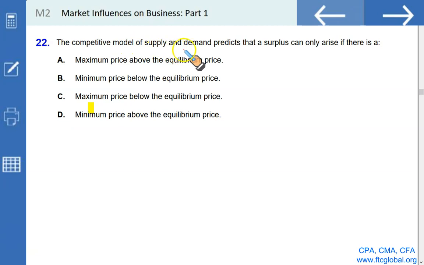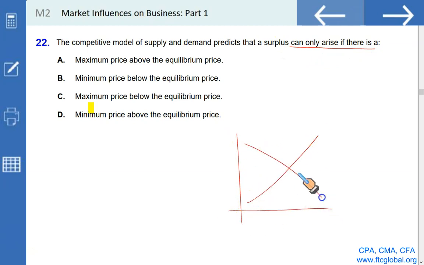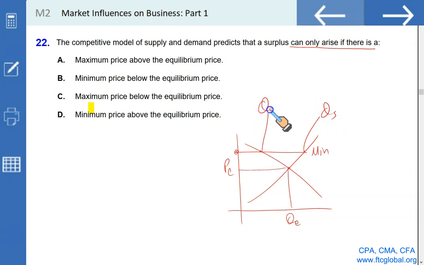The competitive model of supply and demand predicts that a surplus can only arise if there is surplus, when the quantity supplied is more than the quantity demanded. So this is the equilibrium quantity. This is the equilibrium price. Now, if the price is set above the equilibrium, this is what you call the minimum price. When the minimum price is set above the equilibrium, at this price the quantity supplied is more, whereas the quantity demanded is less. Since quantity supplied is more than quantity demanded, this will result in a surplus. So that would make D to be the correct option, minimum price above the equilibrium price.